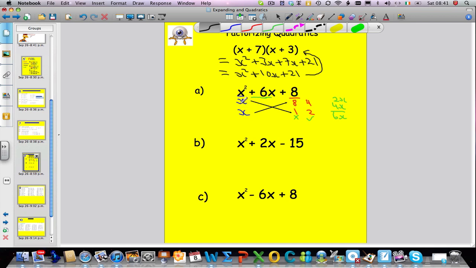Then we just write down our factors. So our factors are going to be x plus 4 and x plus 2. Now, just a reminder that this is actually positive and this is positive. 4 plus 2 gives me the 6. Okay, so that's why it's x plus 4 and x plus 2.